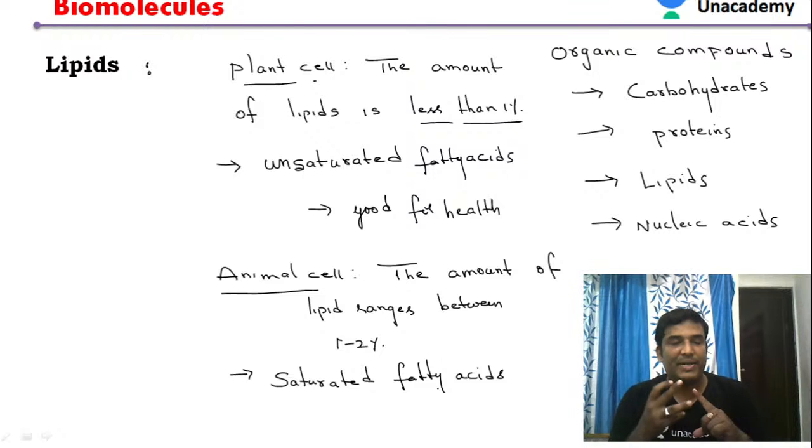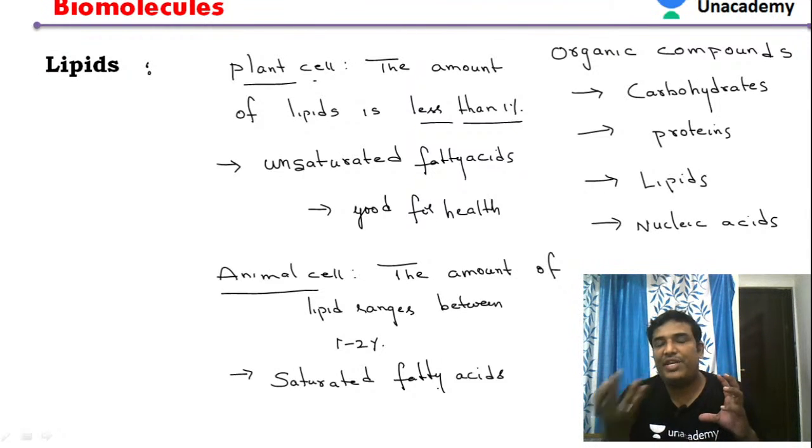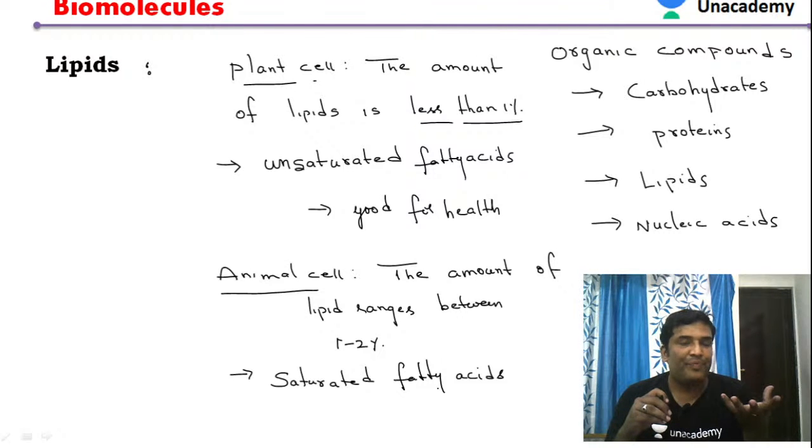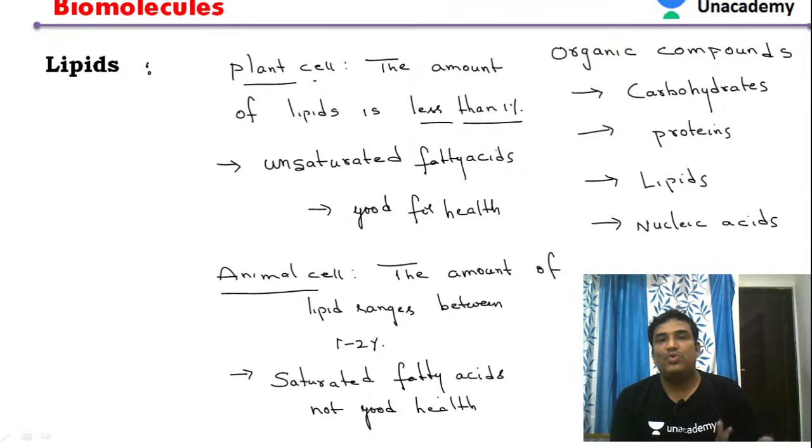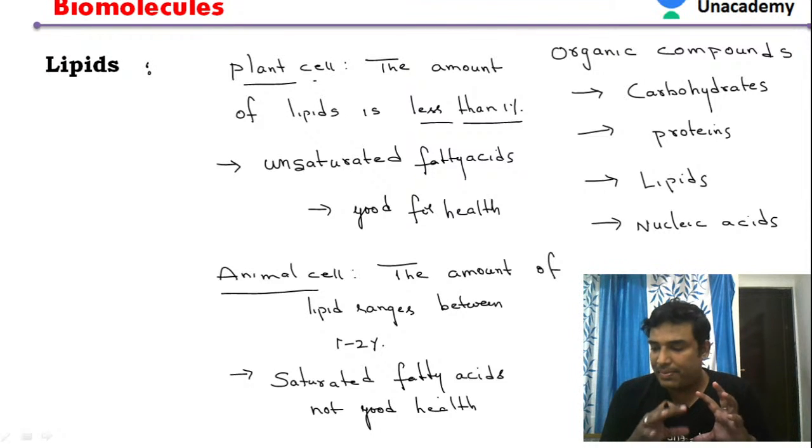So lipids are present in plant cells and are part of the animal cell. In plant cells, the amount of lipids is very less. Because of that reason, scientists and doctors suggest taking plant food material, because they have the least amount of lipids. Animal cells also have lipids, and specifically they have saturated fatty acids, which are not good for health. Consumption of saturated fatty acids is not good for health, while consumption of unsaturated fatty acids is good for health. So lipids are present in both animals as well as plants.